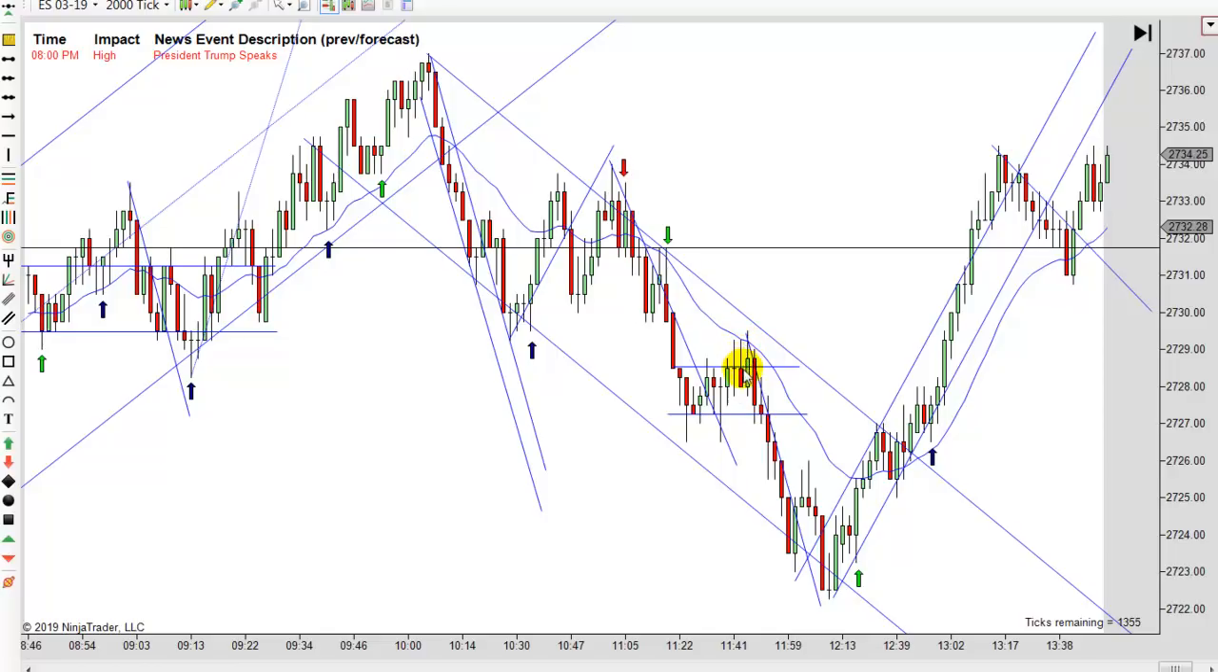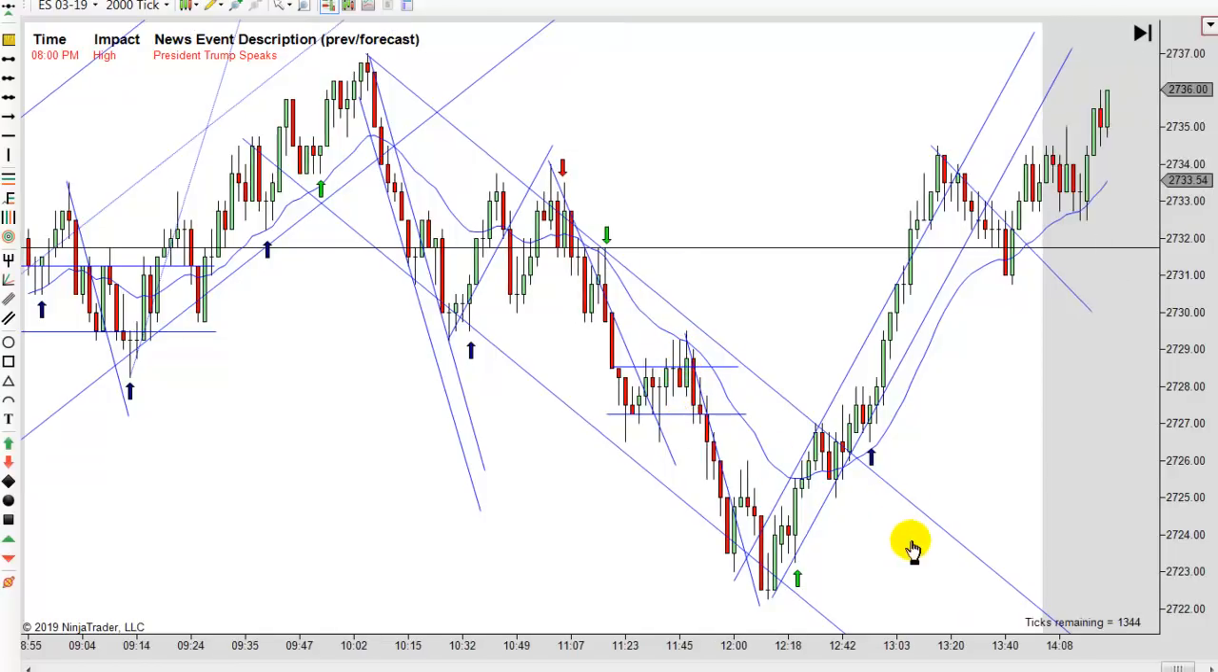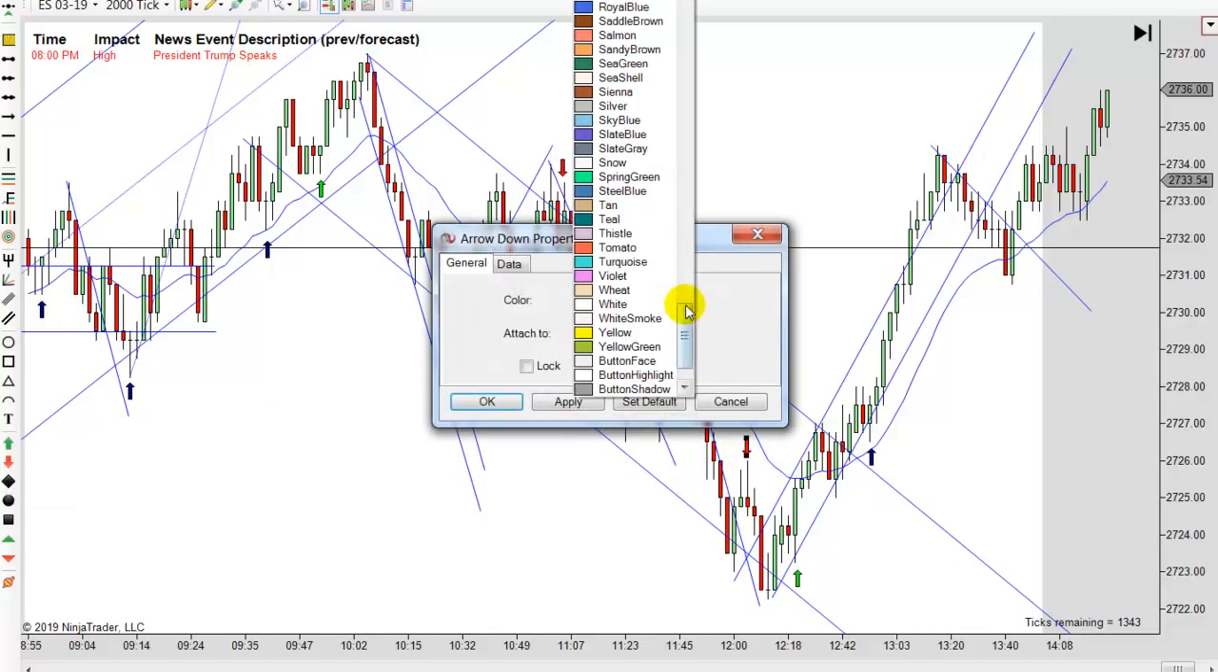This one's tempting, but there's not enough room to get out right here. But this is one you could have marked possibly green here. I didn't mark it because I think it's too risky, but I'll go ahead and mark it green.